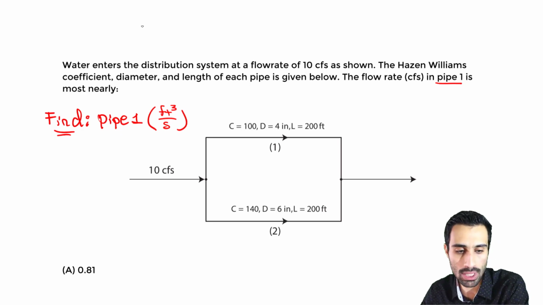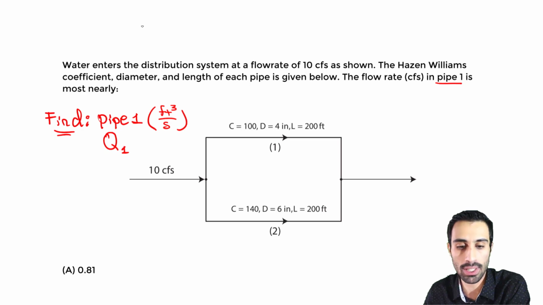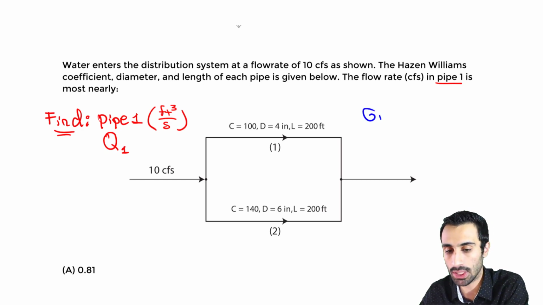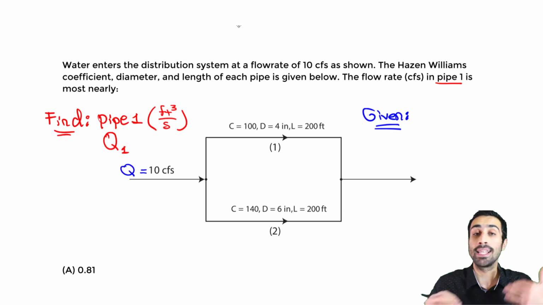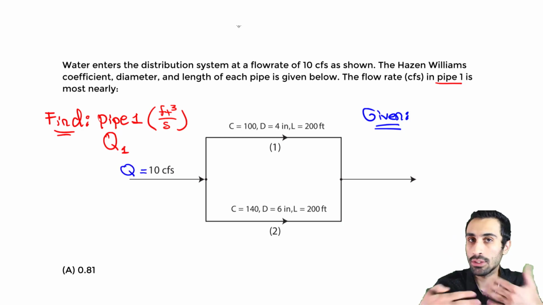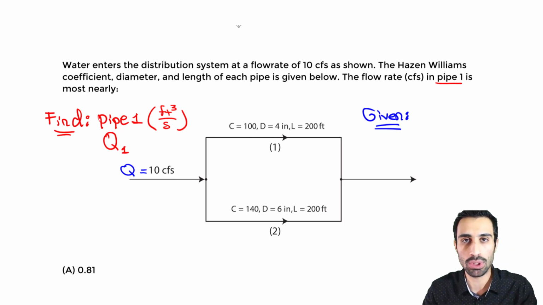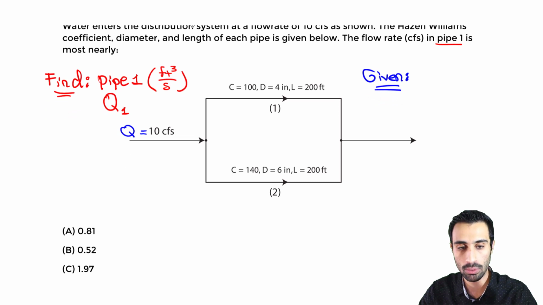So the way I'll denote what I want to find, I'll call it Q1. Let's call it Q1. And what we're given essentially is this stuff here. So basically everything we need to use is given in the diagram. And that 10 CFS, let's just call it Q. Let's just denote it. This is the total flow rate that goes into this very simple distribution system with 2 pipes. So that's what we're given, that Q and all the other variables. So now what we're going to do is go into that solution.